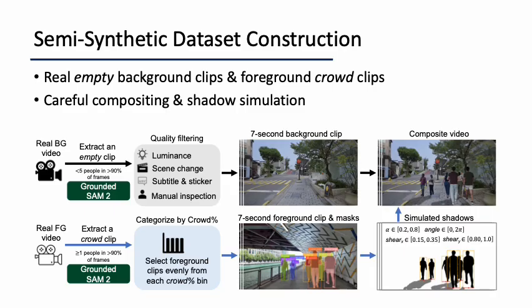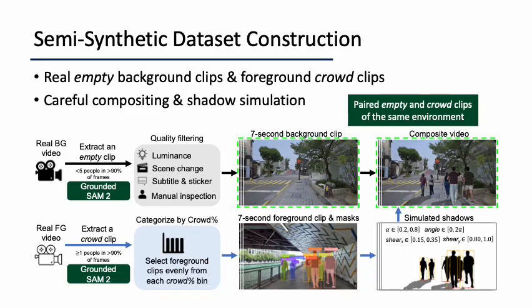To address this limitation, we construct a semi-synthetic dataset pipeline by carefully compositing background and foreground clips extracted from real walking tour videos. This allows us to generate realistic training pairs that preserve real camera motion, lighting, and scene complexity while providing supervision for crowd removal fine-tuning.